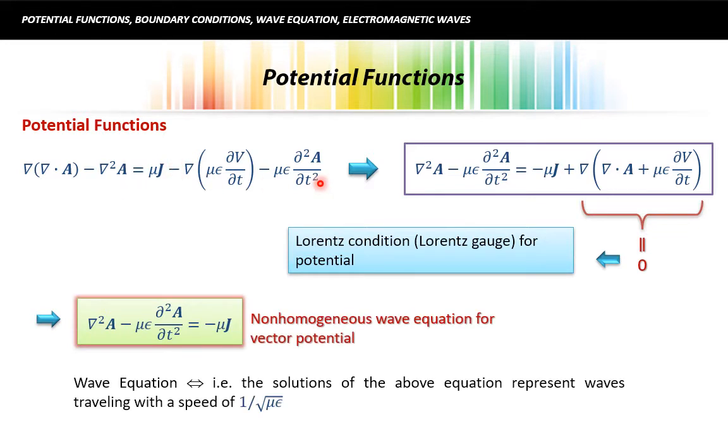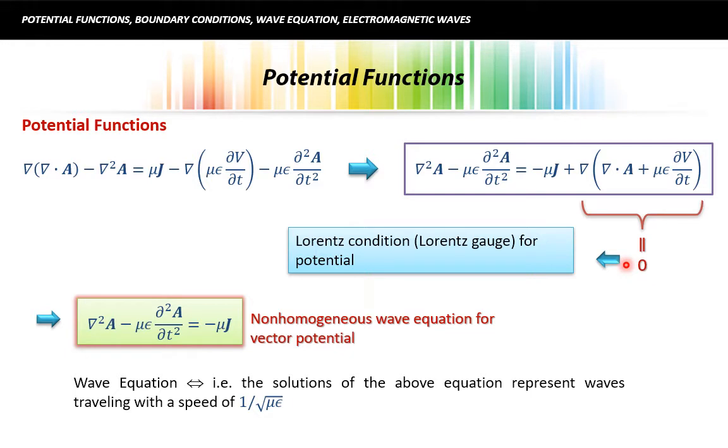This equation from the previous slide has this final form. When you read it: del squared A minus mu epsilon del squared A over del t squared is equal to minus mu J plus gradient of divergence of A plus mu epsilon del V over del t. As in the case of electrostatics, we make a special choice here. That is, we choose a condition that the quantity in the parentheses, divergence of A plus mu epsilon del V over del t, is equal to 0.